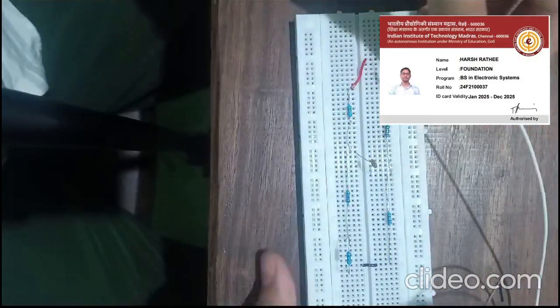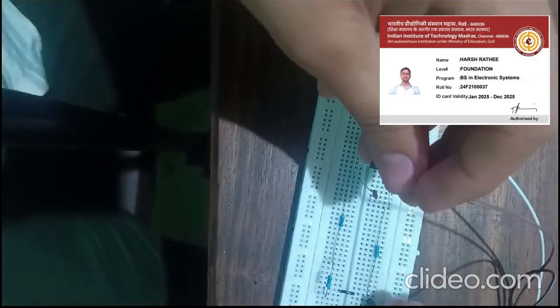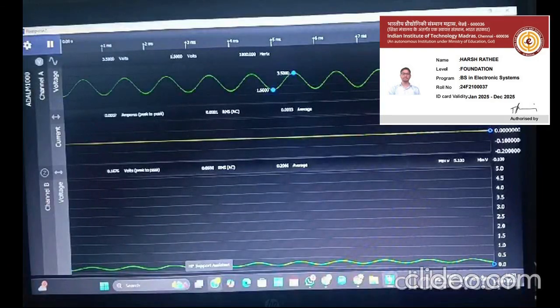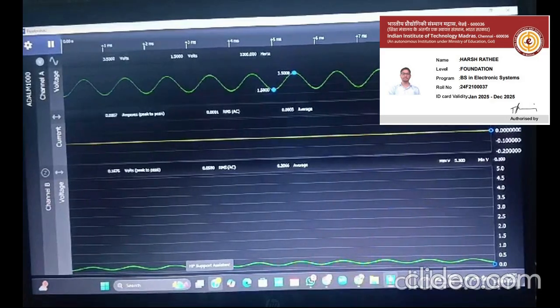Now we have connected a 100 nanofarad capacitor to remove the unwanted AC in this circuit. Now we provide the input of an AC plus DC voltage by channel A and measure the output by channel B. Okay, so this is our output by providing a DC plus AC voltage.